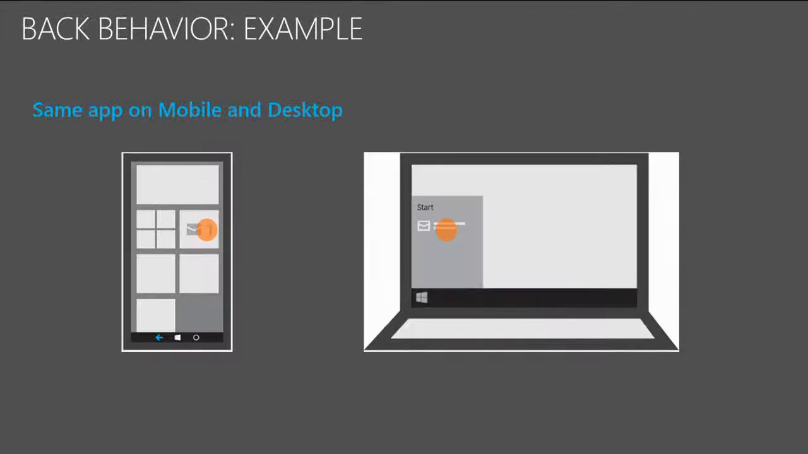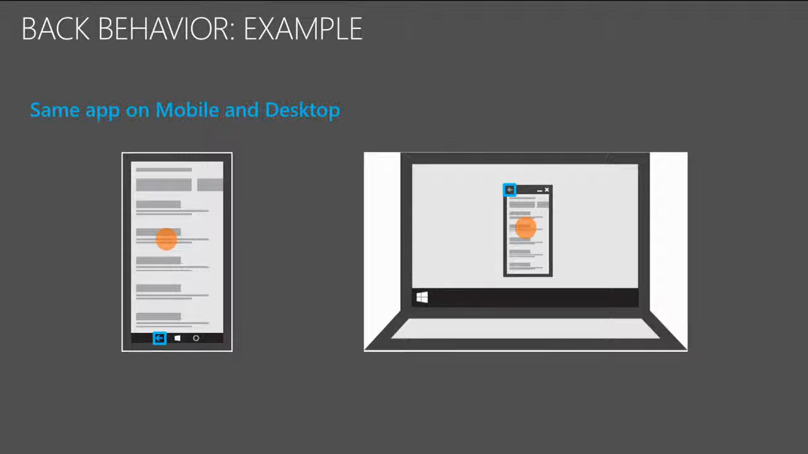So let me go through how it would look. On the left, my mobile phone, I start my mail app. On the right is my PC with the start menu. I start my mail app. I get the first screen. And on the phone I have my back button. I can go back to my start screen. But that doesn't really make sense on a PC if it's a windowed app.